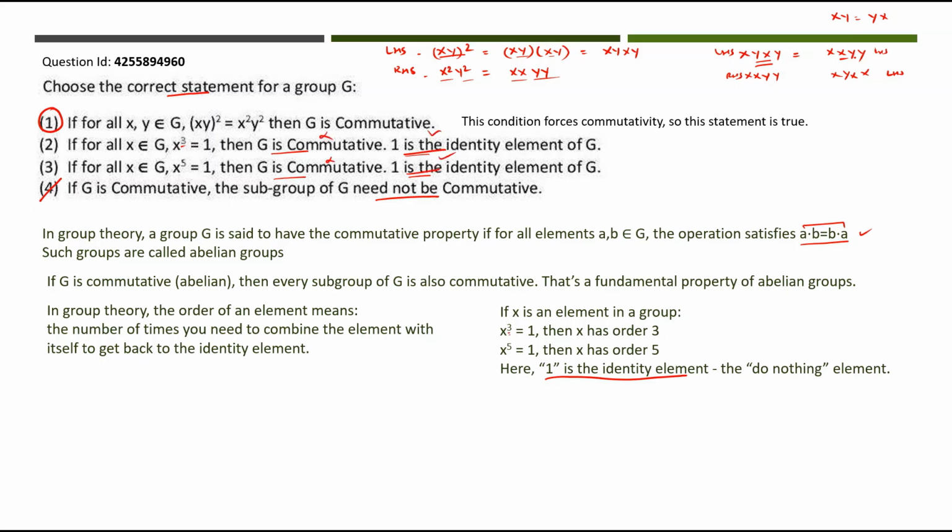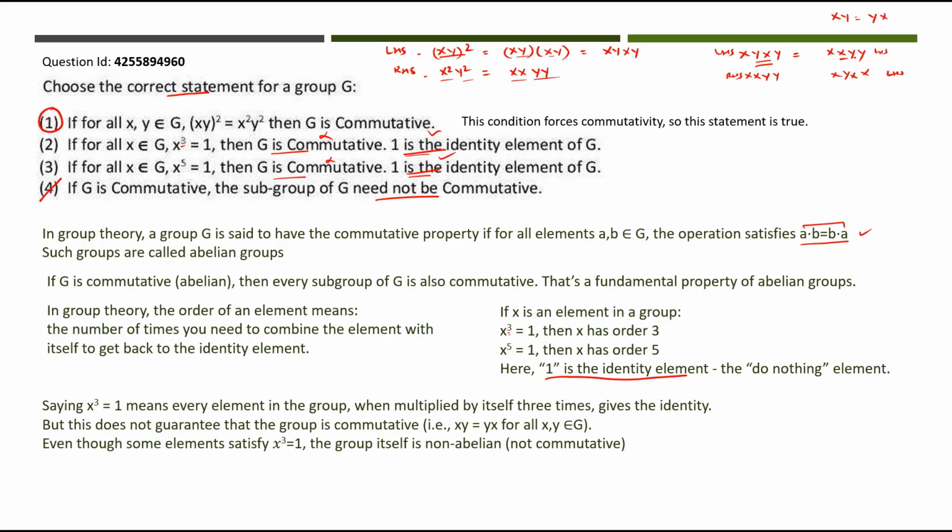How is this particular property wrong? Saying x cube is equal to 1 means every element in the group when multiplied by itself 3 times gives the identity. So they say when x gets multiplied 3 times, it results in the identity element, and when it is multiplied 5 times, it results in the identity element, for statement 3, and this is for statement 2. But this does not guarantee that the group is commutative. Even though all elements satisfy x cube is equal to 1, the group can by default be non-abelian.